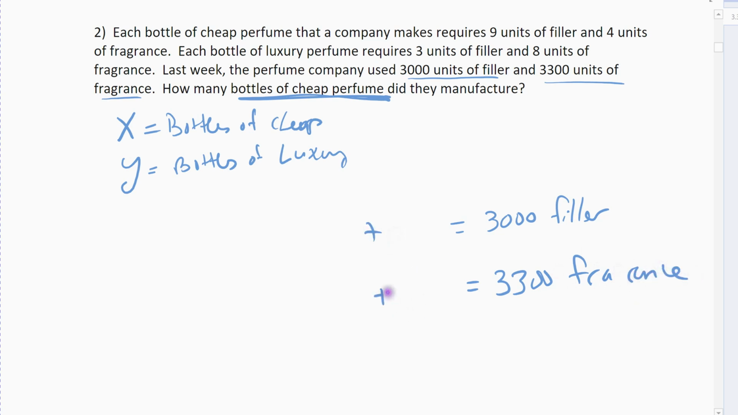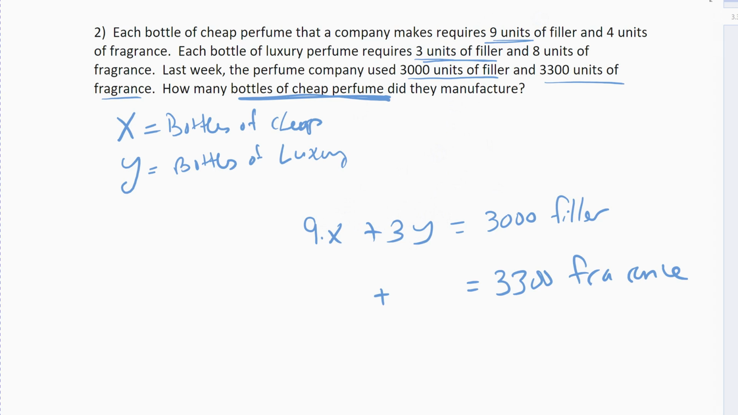Alright, and so when I'm making my bottles of perfume, I use up so much filler when I make my X bottles of cheap and my Y bottles of expensive, and so I go find out how much. For the cheap, 9 times each one of those, and my luxury filler is 3. So there's my filler, right? So Y is the luxury, it uses 3 units of filler. X is the cheap, and it uses 9 units of filler.